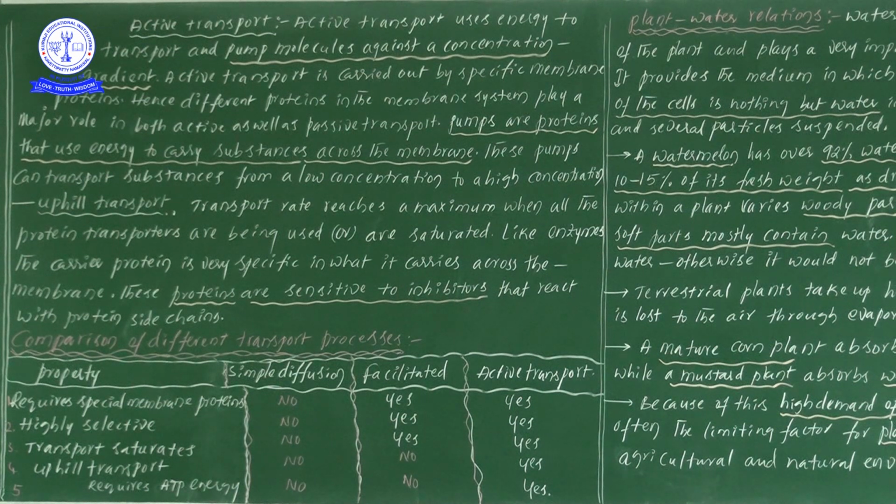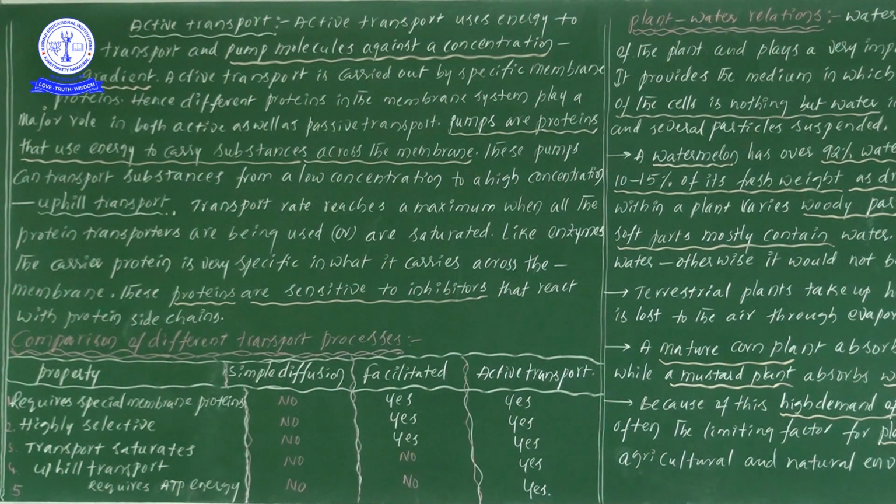Next one, pumps or proteins. So here we see there are different types of proteins, and these proteins definitely are involved in the transport of molecules from one place to another place. We see now pumps, or proteins that use energy to carry the substances across the membrane. So these proteins are nothing but pumps that use the energy to carry the substances across the membrane. By using this energy, proteins present in the membrane transport the substances from one place to another place, across the membrane.